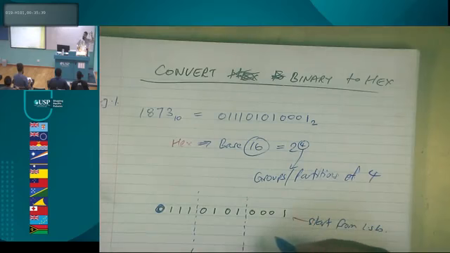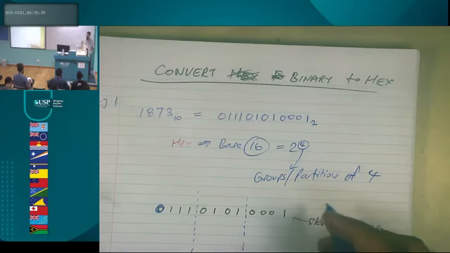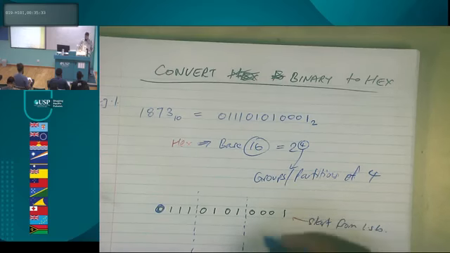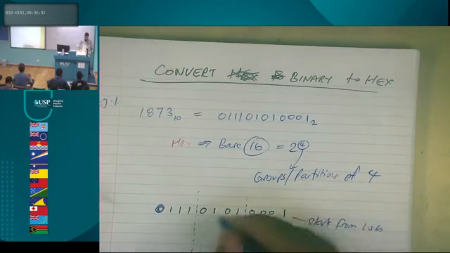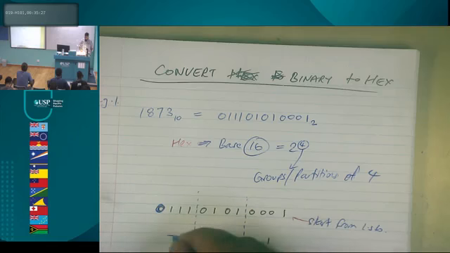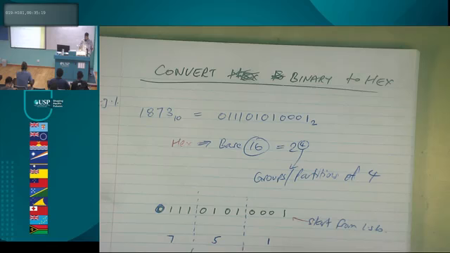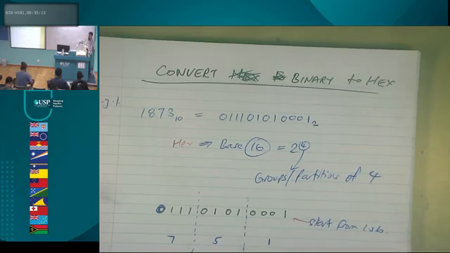Remember, we had to memorize at least the first 32 numbers, as I mentioned early on, from 0 to 32. So 00001 is what? 1. 101 is 5. 111 is 7. So therefore, what we find from this example is 1873 base 10 is equal to 11101010001 in base 2, which is the same as 751 in base 16. All right? Okay, let's do another example.